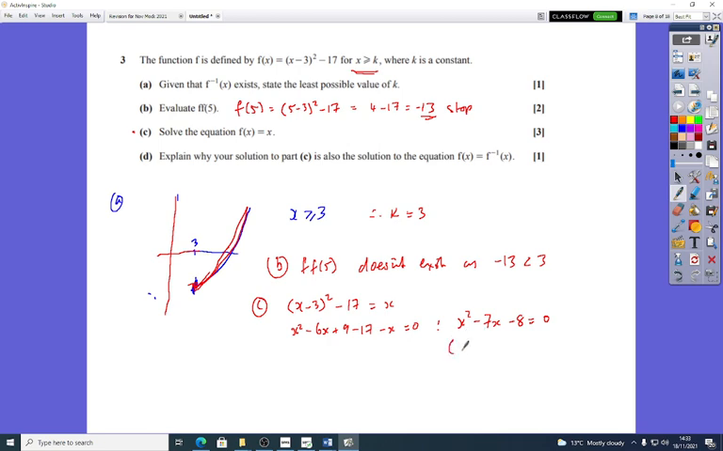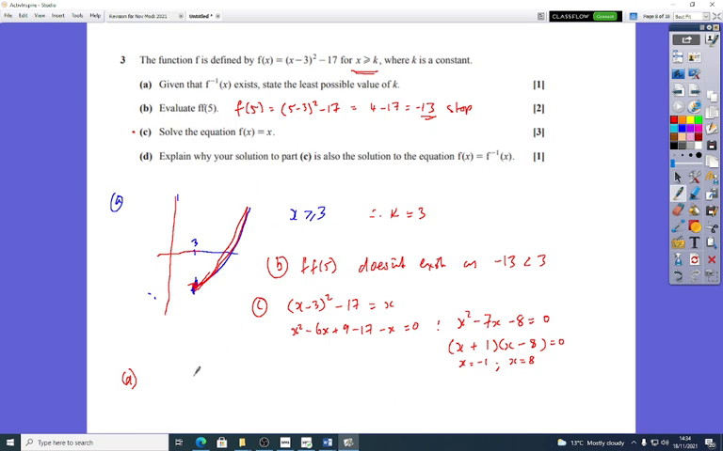Actually, you could just easily factorize that. 1 and 7. Sorry, 1 and 8. That's negative, that's positive. So x equals 8, or x equals minus 1. Solve the equation. Yeah, they both will work, so that's okay. x equals minus 1 or x equals 8. And d, explain why the solution in c is also a solution for that.